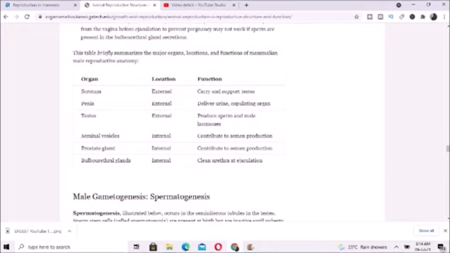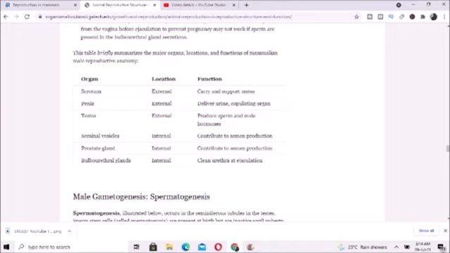It's also located externally. It produces sperm and male hormones. The testis does not just produce sperm, it also produces male hormones. Let's take note of that. In post-primary school, we are told that testes produce sperm. We don't want to bug the students too much, so we stop at that point. But now that you are in the university, we have to let you know that testes do not just produce sperm, they also produce the male hormones.